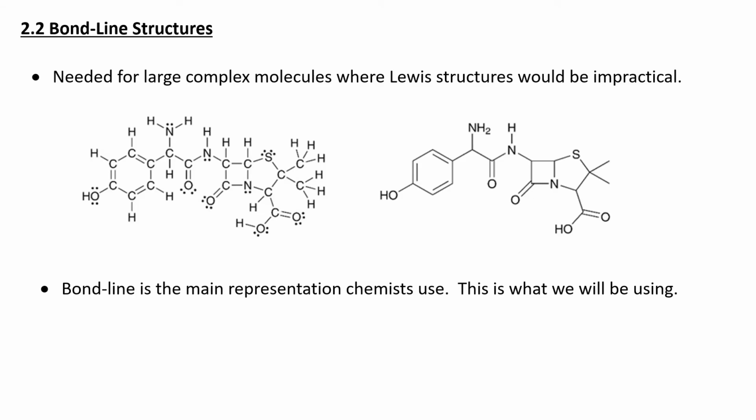The most common representation in organic chemistry is called a bond-line structure. We need bond-line structures for large complex molecules, where drawing Lewis structures would be impractical. Take the example below. Drawing this is tedious and time-consuming. Drawing a bond-line structure simplifies matters. So the bond-line structure is the main representation that chemists use, and this is what we'll be using from here on out.